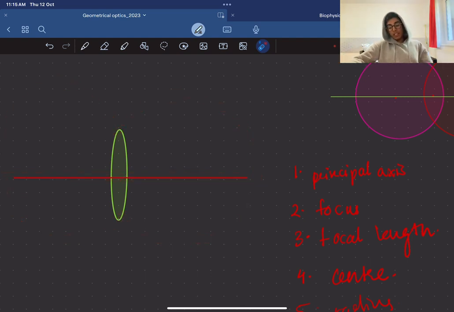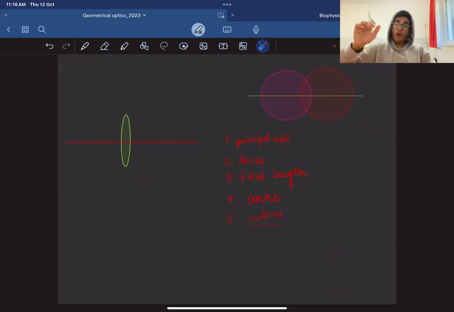Very important, the principal axis, because we place most of our stuff on the principal axis to get the perfect image. If you want a perfect image, you place the object on the principal axis. If you don't place the object on the principal axis, you're going to get something called aberrations, which we're going to study about later.